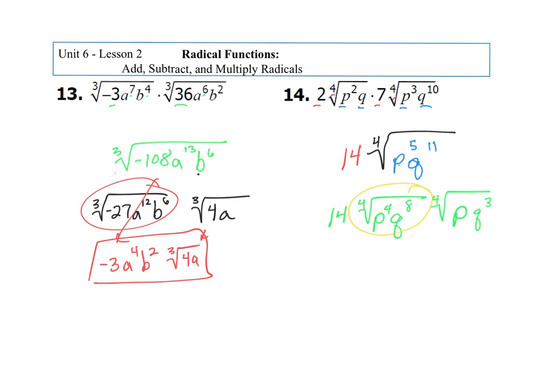And then we're going to pull out or divide these exponents by 4. So 14 stays on the outside. For p, we have 4 divided by 4 is 1. For q, 8 divided by 4 is 2. So 14pq squared comes out. We leave the fourth root of pq cubed inside.